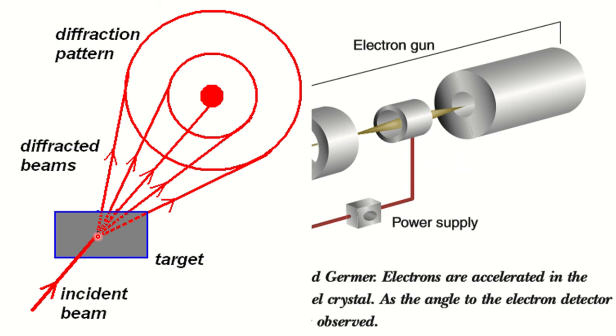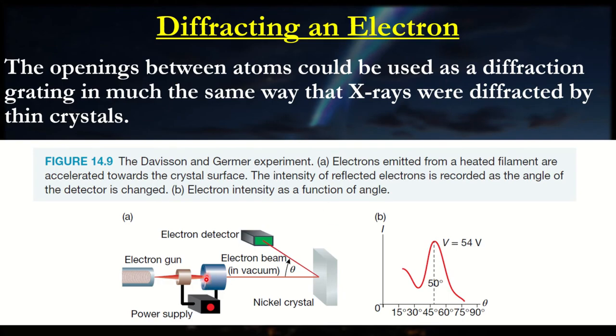So you have an incident beam, that being the electrons, and it fires through and creates this diffraction pattern here. Now the setup is quite simple. You have your cathode and your anode. The anode is obviously accelerating the electrons, making them go faster.